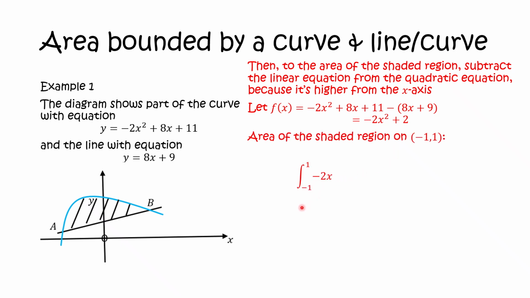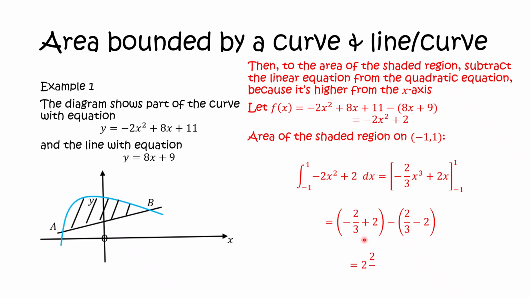So the integral from minus 1 to 1 of minus 2x squared plus 2 dx, when integrated, would give us minus 2 over 3x cubed plus 2x from minus 1 to 1. Then substituting the limits, we are going to get 2 and 2/3 square units as our final answer.